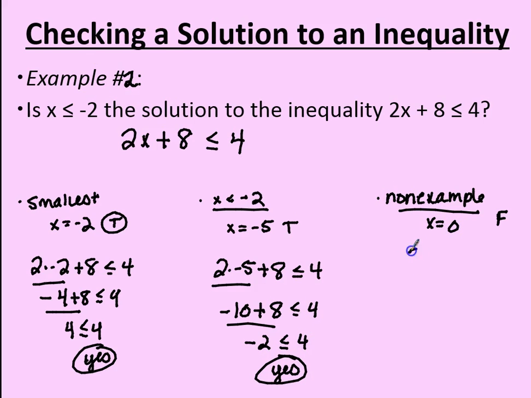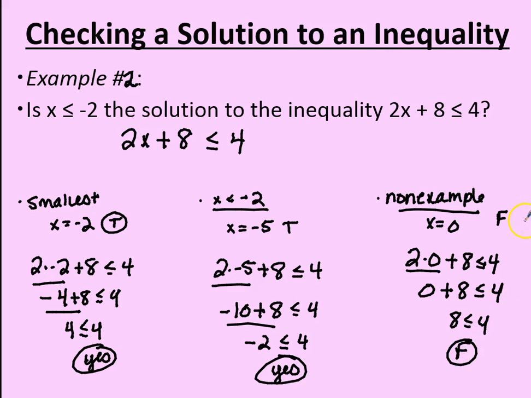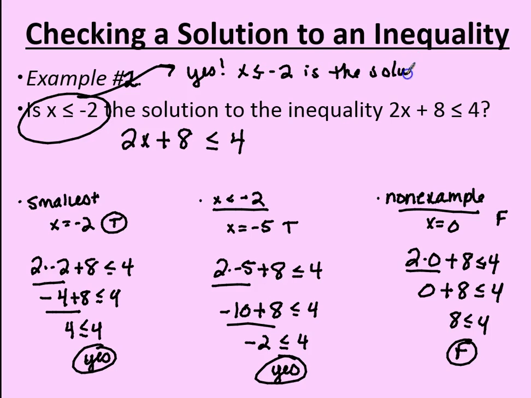Now let's try 0. 2 times 0 plus 8 is less than or equal to 4. 2 times 0 is 0, plus 8 is 8. 8 is less than or equal to 4. No, that makes it false, which is what we were hoping for because this was the non-example. So yes, this seems like it's the solution. So yes, x is less than or equal to negative 2 is the solution.